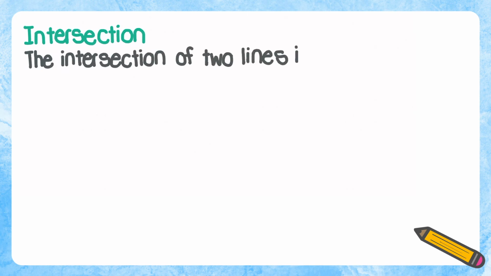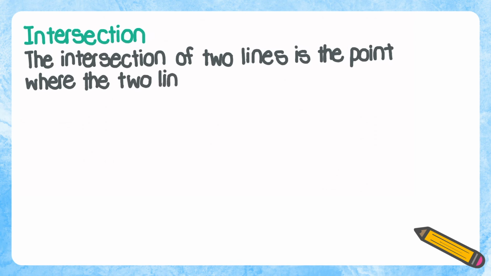Lastly, we will focus on finding intersections of vertical and horizontal lines. So the intersection of two lines is the point where the two lines cross or touch. Here I'm using cross and touch as synonyms. So again, the intersection of two lines is the point where two lines cross or touch.